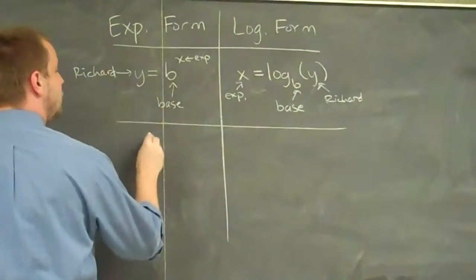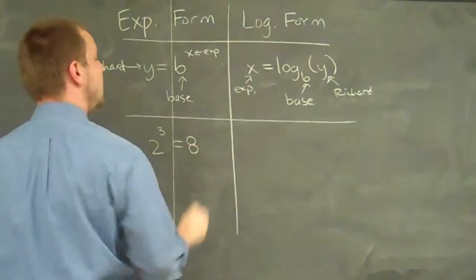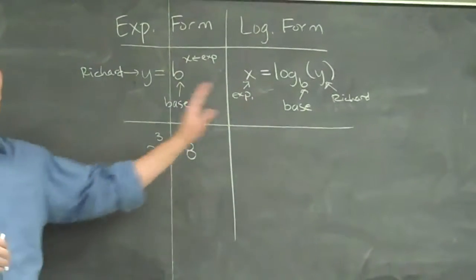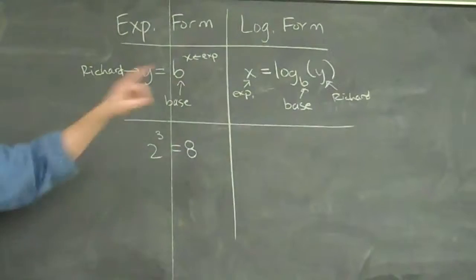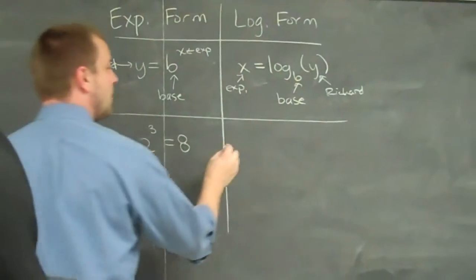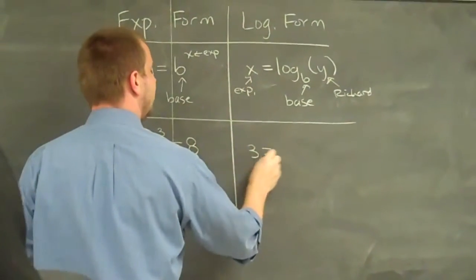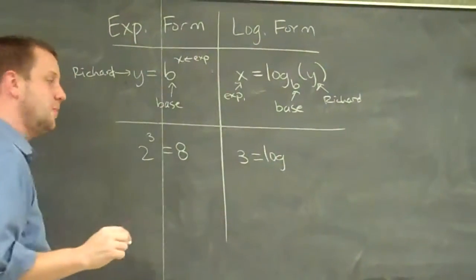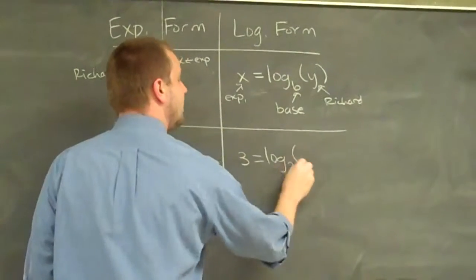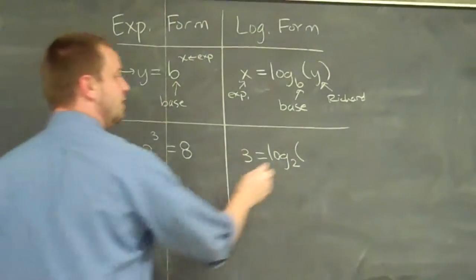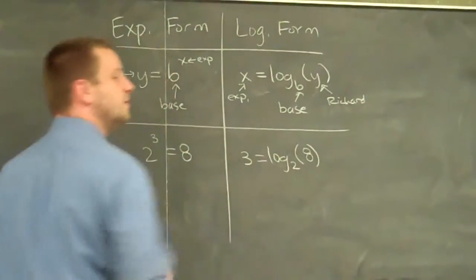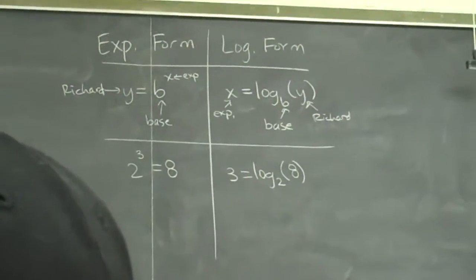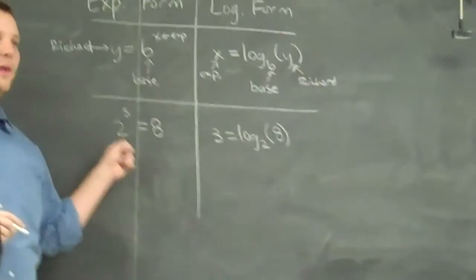Like, we know that 2 to the third power equals 8, right? So if I take that same idea and I write it in log form, what's my exponent? 3. Equals the log base what? 2. Log base 2, parentheses, 8. Whatever you want to call it.